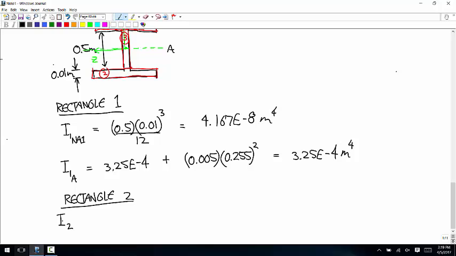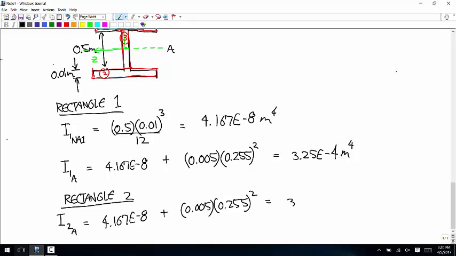The moment of inertia of rectangle 2 about A is 4.167 times 10 to the minus 8 plus 0.005 times 0.255 squared. You get the same thing.